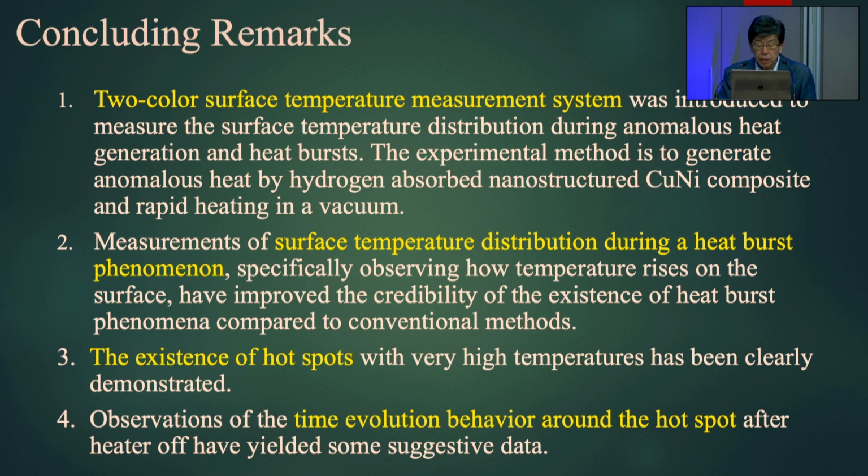The experimental method is to generate anomalous heat with a hydrogen-absorbed nanostructured copper-nickel composite and rapid heating in a vacuum. And second, measurement of the surface temperature distribution during a heat burst phenomenon, specifically observing how temperature rises on the surface, has improved the credibility and reliability of the existence of heat burst phenomena compared to conventional experimental methods. And the existence of hotspots with very high temperatures has been clearly demonstrated.